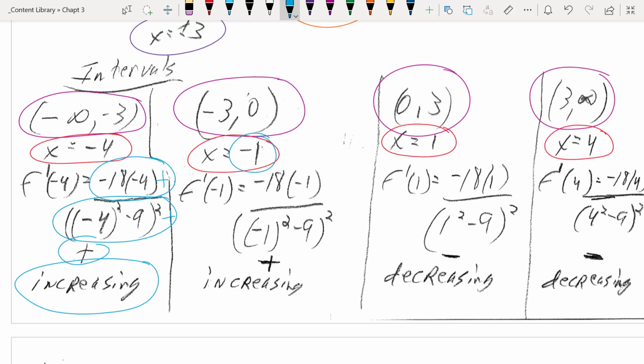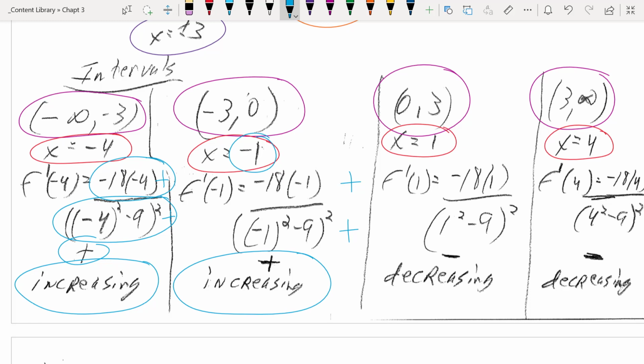Now I'm going to go ahead and take negative 1. I substitute it into the equation again. And notice that negative 18 times negative 1 is going to be a positive. And negative 1 squared is 1, 1 minus 9. It doesn't really matter because this is always positive in the denominator. And a positive divided by a positive is positive, so that is also increasing. So that interval is increasing.